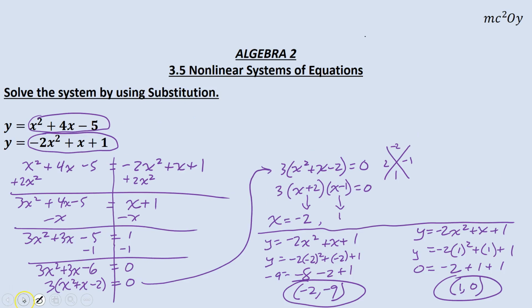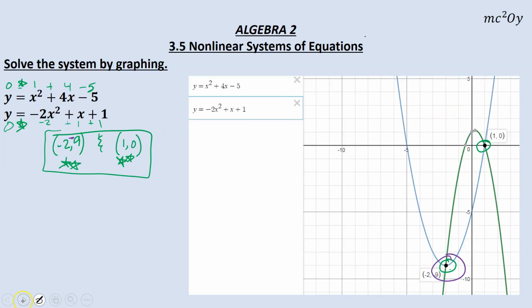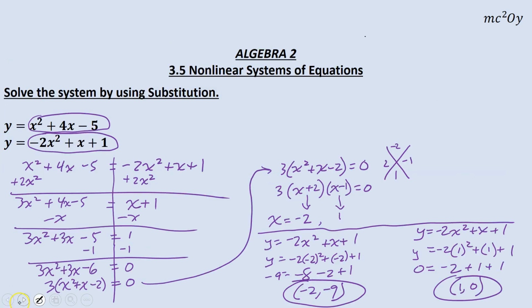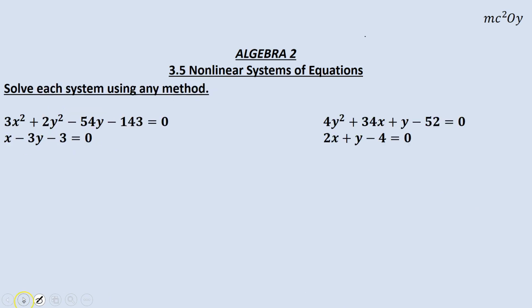All right, so you've had all 3 methods: graphing, elimination, and substitution. Now you can use any method, and I really only have 3 problems here. So solve using any method. You'll notice on this one I have an x squared and a y squared and a y, and then I have an x, a y, and nothing else.